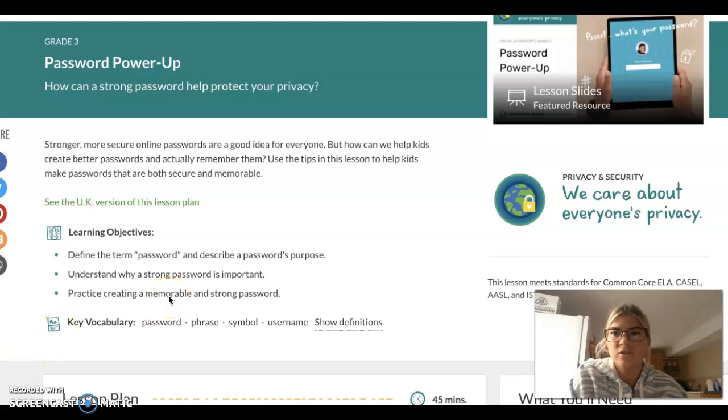Okay, so I chose to do the Password Power Up for third grade for my digital citizenship lesson. I chose this lesson because younger students at this age are really just starting to get involved a lot online and make a lot of different accounts, such as games. When they make these accounts, they might not really be thinking about the passwords they are creating. They're just thinking about something they're going to remember, and they might not be writing them down. So I think it does a really good job helping describe the importance of having a strong password.